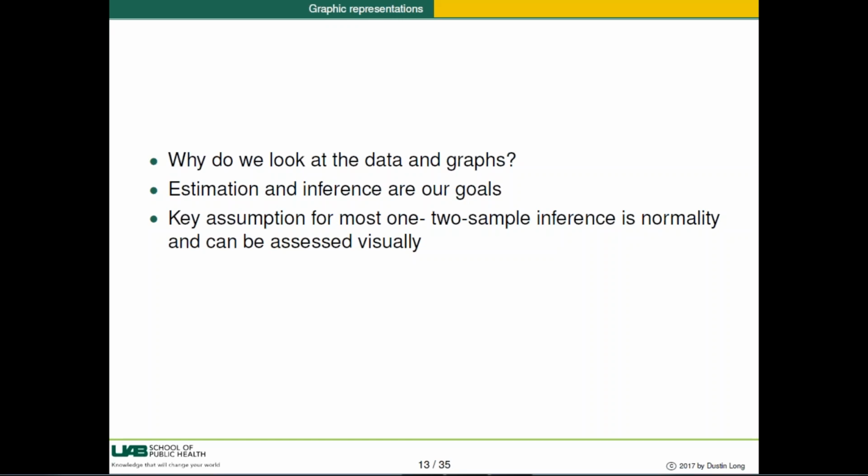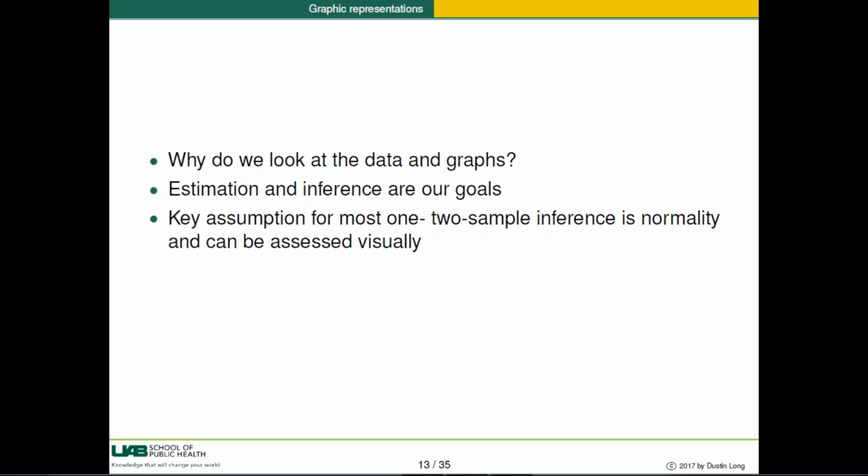Meaning, I'm going to estimate some kind of number, i.e. an effect or an association or a mean difference or something like that, and then I'm going to do inference on it. I'm going to make decisions based off of it. So the key assumption for most 1 and 2 sample tests that you kind of cover is the data are normally distributed.